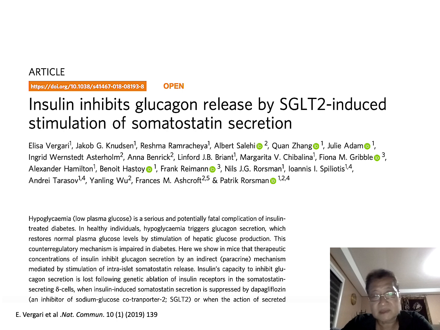A more recent study published in 2019 found that SGLT2 is also expressed in a subset of human and mouse delta cells. Thus, some of the effect of the SGLT2 inhibitor on glucagon secretion might go through this inhibition of SGLT2 on the delta cells.